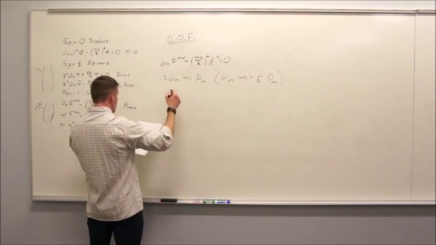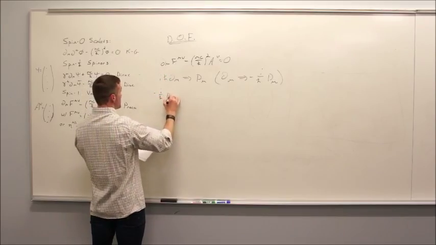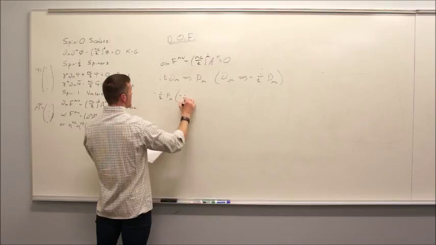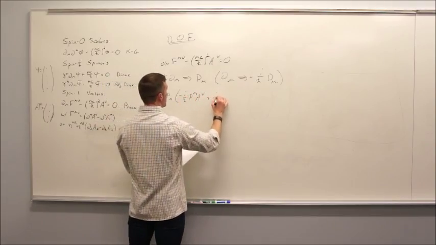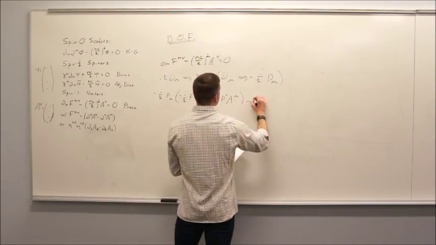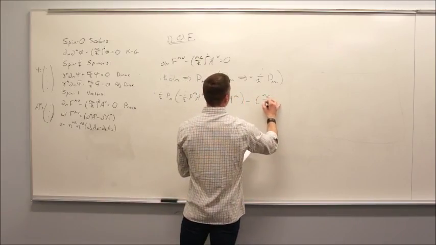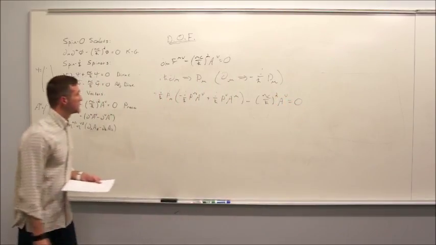So when I crunch all this through, I'm going to find from this guy, minus i over h bar p mu a mu, plus i over h bar p mu a mu, minus mc over h bar squared a nu equals zero. Okay?